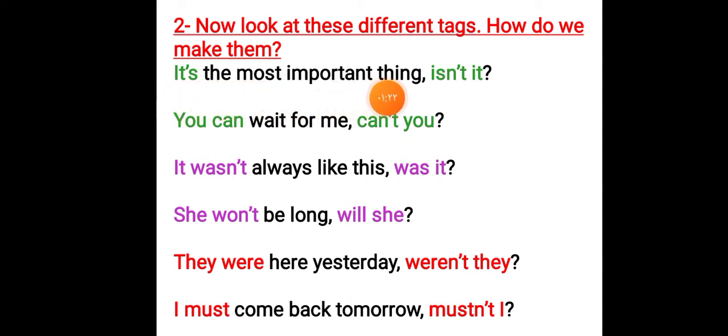It's the most important thing, isn't it? It is. طبعا this sentence is positive. هذه جملة مثبتة and the question isn't it, negative.